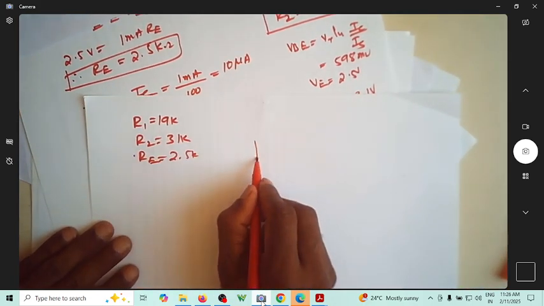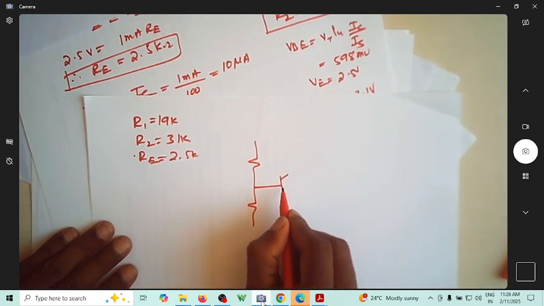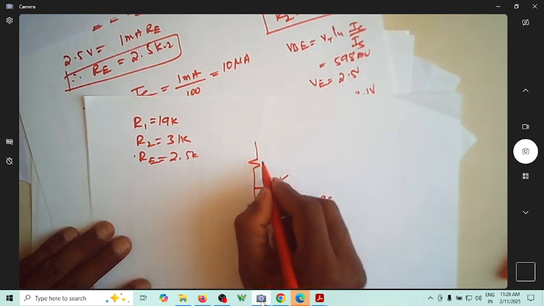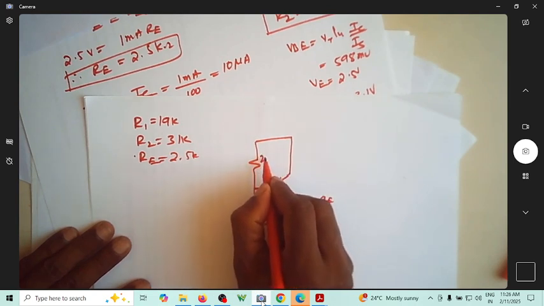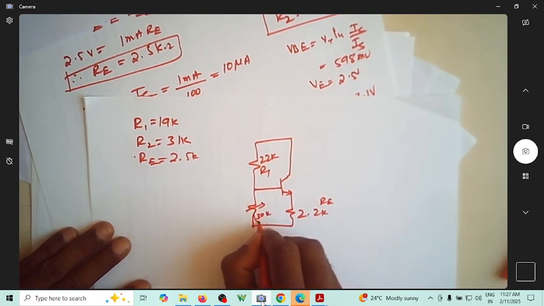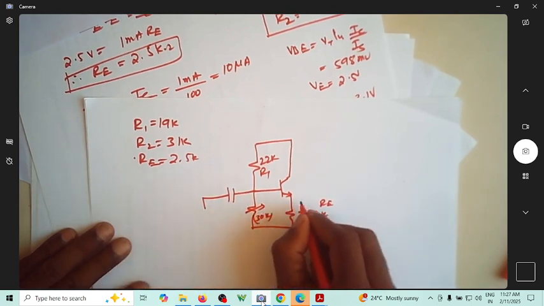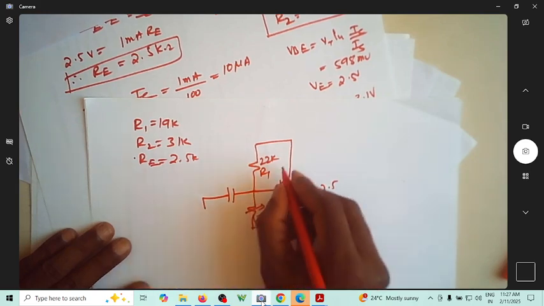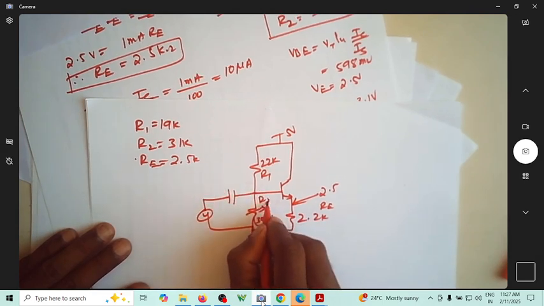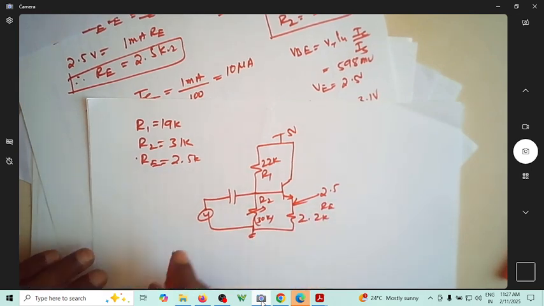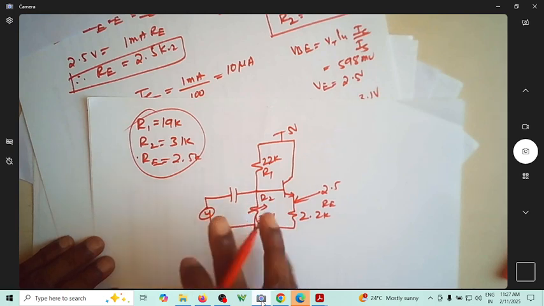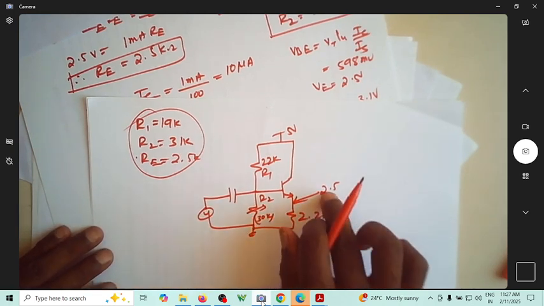So how do you choose the values? Because you have to choose the standard values. Use 2.2 kilo ohm as your RE. Use 22 kilo ohm as your R1. Use a DRB, a decade resistance box, around 30 kilo ohm as R2. So you have to keep varying that, so that this voltage will become 2.5 volts. This is 22k, and R2 around 30k, 29, 30, 31 will change, so that this will become 2.5 volts.